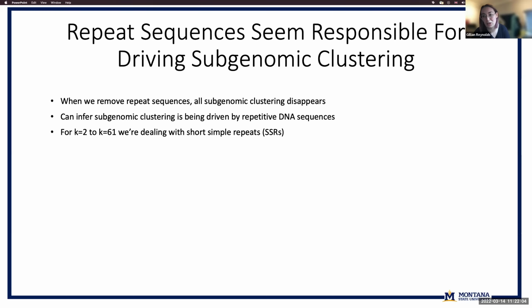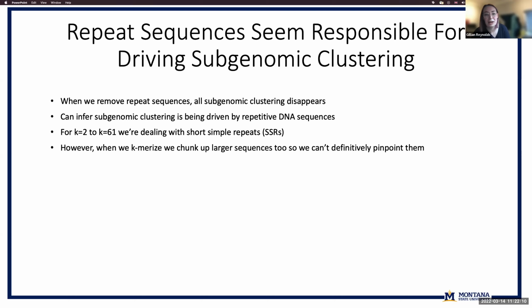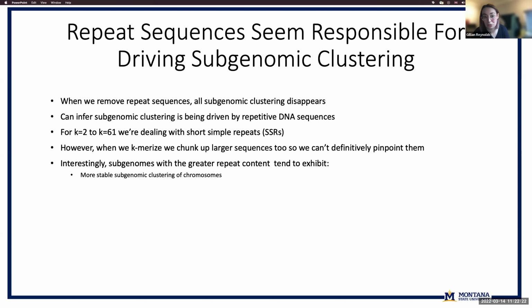Now, the k-mer ranges I experimented with were in the range of short, simple repeats, and so you may be tempted to infer that's what we've got here. However, when we k-merize, we do chunk up the larger sequences too, so we can't definitely pinpoint them and say it's definitely those. Now, interestingly, the subgenomes with the greater repeat content are the ones that tend to exhibit more stable clustering of the chromosomes and also the higher intrasubgenomic similarity. So with the cottons and with the brassicas, the genome that shows high intrasubgenomic similarity has the much higher repeat content.